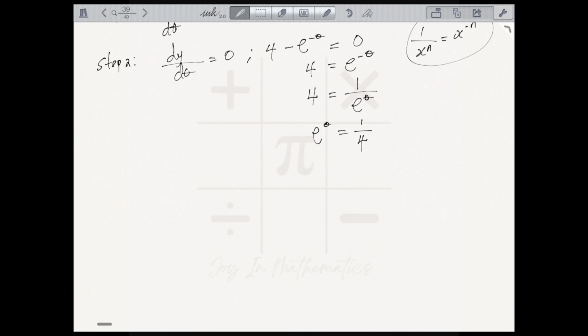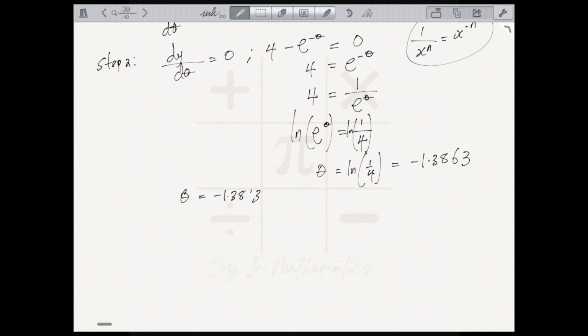Now, let's take natural logarithm of both sides. Natural logarithm will nullify the effect of exponential. Therefore, theta is ln, natural logarithm, of 1 over 4. And this is equal to minus 1.3863. So when dy/dθ is equal to 0, our value of theta is minus 1.3863.